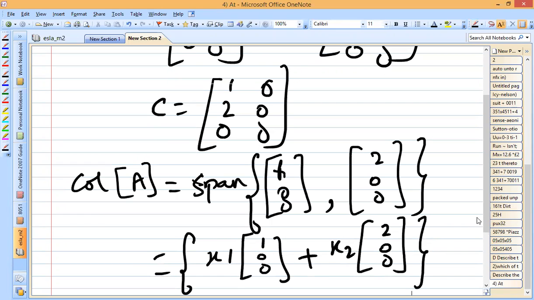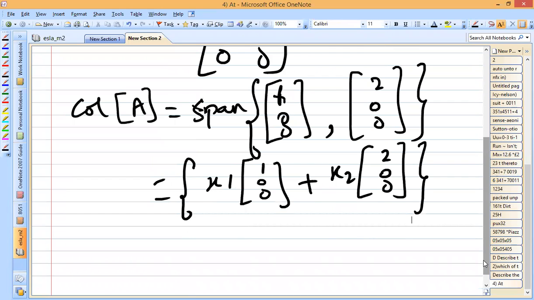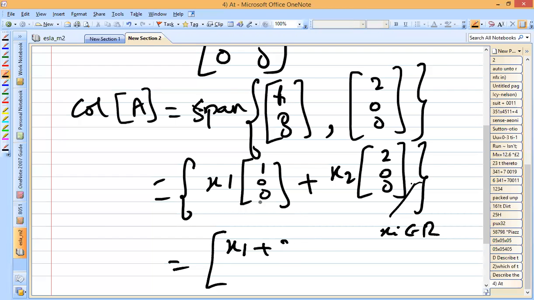What is the result? Where xi belongs to R, that you need to mention here. So this will result in the first row element x1 plus 2x2, 0 plus 0, that is x1 into 0 is 0, plus x2 into 0 is 0. The second row element will be 0. Similarly, the third row element will be 0.